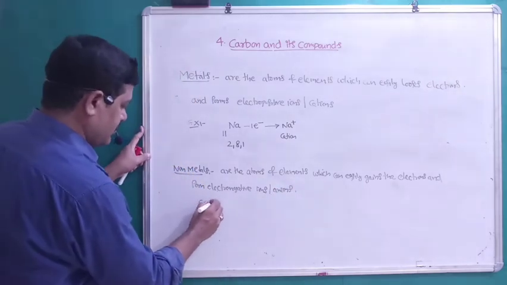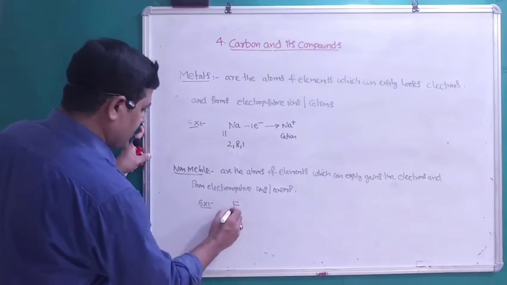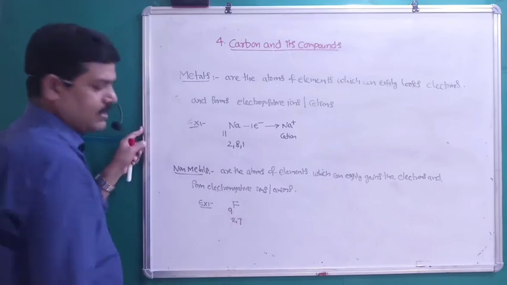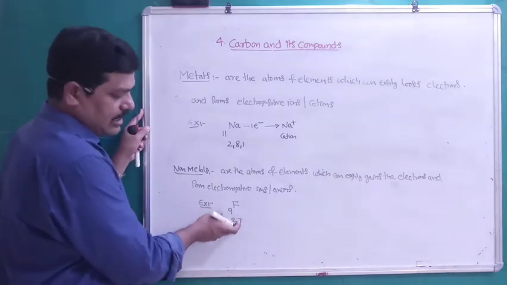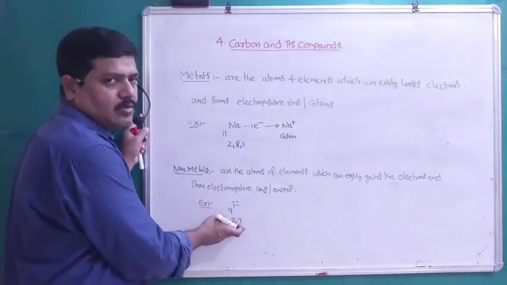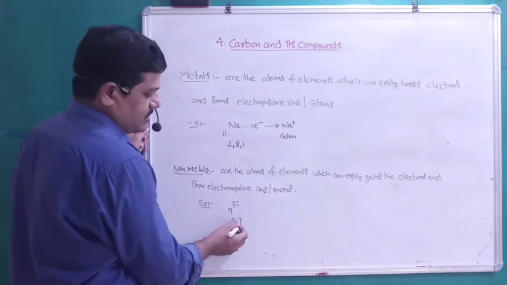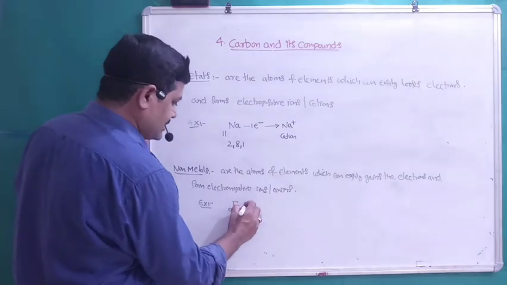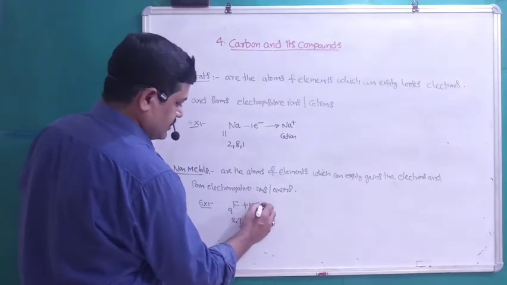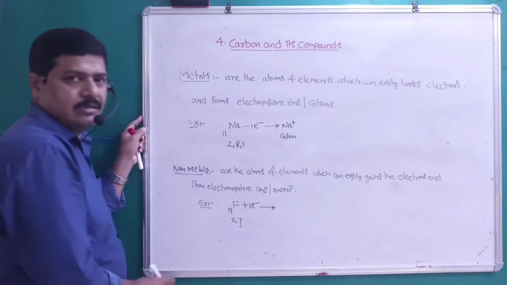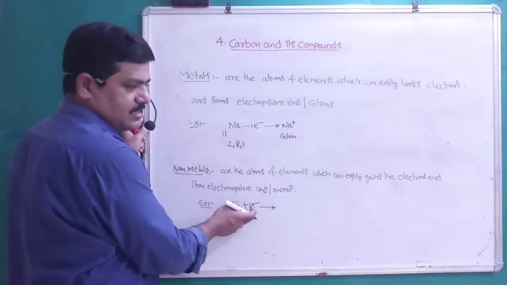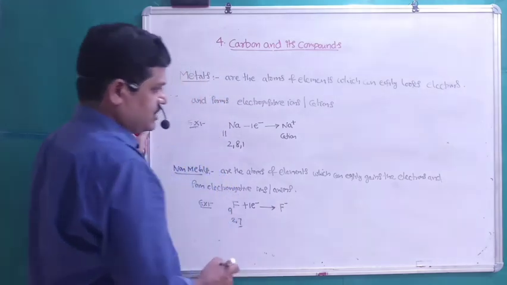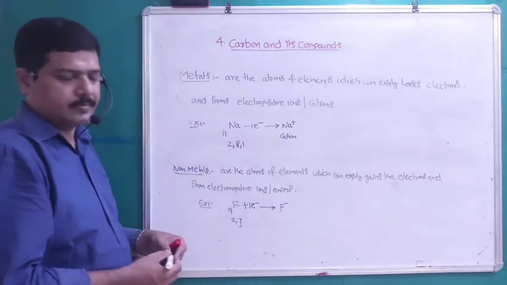For example, fluorine's atomic number is 9. Electronic configuration is 2, 7. It will try to get an octet, 8 electrons in the outermost shell. Here 7 electrons are present in the outermost shell, so generally it will accept 1 electron. It will gain 1 electron, then it will get an octet. When it takes 1 electron, it attains 1 unit negative charge, which is called an anion.